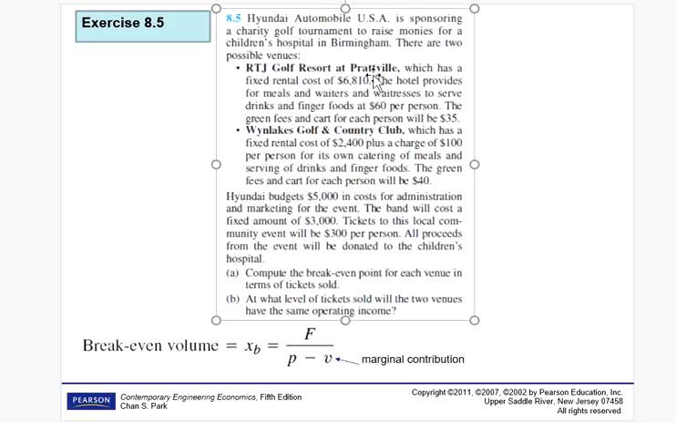Now this one is for the Golf Resort, RTJ. Let's see what we have in the other. Now in Win Lakes, a fixed rental cost of 2,400 plus a charge of 100 per person for its own catering and meal. So this is their V. The green fee and cart for each person will be 40. So basically your V will be 140, and this is F for this venue. Okay, now this is the information. This is fixed and variable cost for this venue, right?